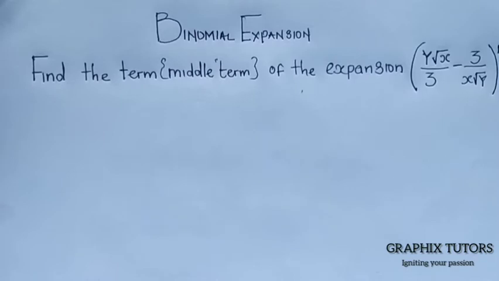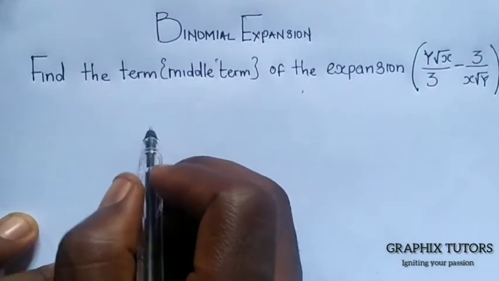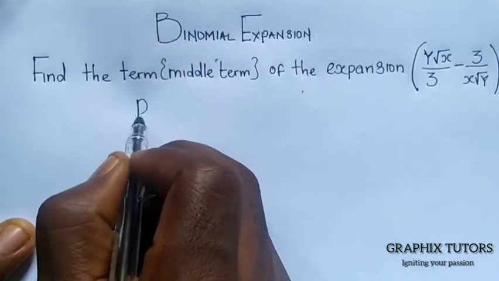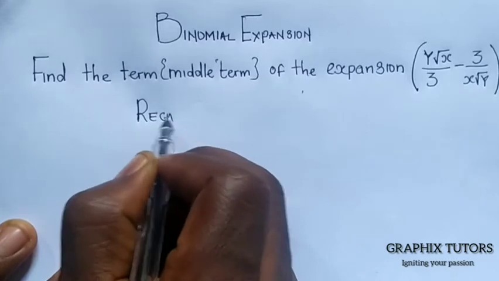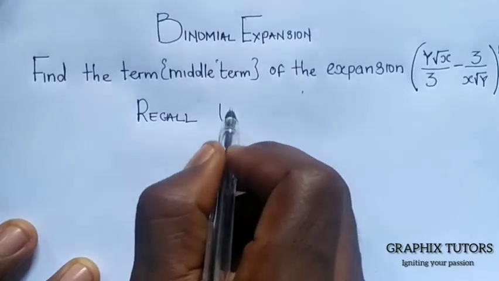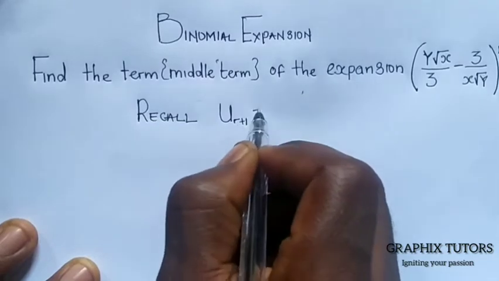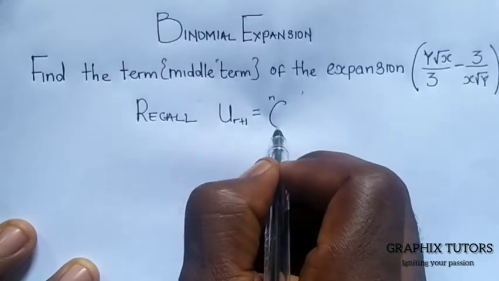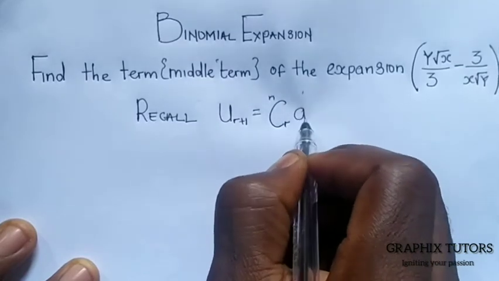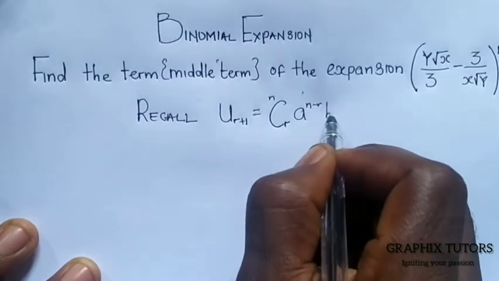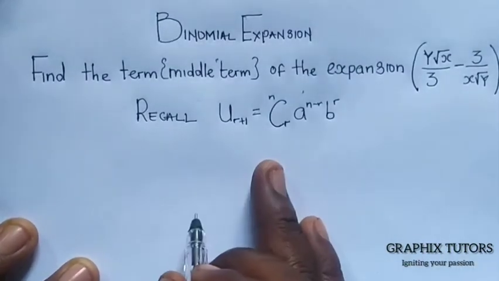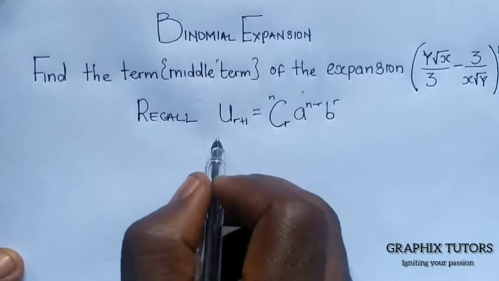Now, whenever you're asked to look for the middle term, or the coefficient of a particular variable, we are going to use this formula. So you are going to recall that U r plus 1 equals n combination r, a to the power n minus r, b to the power r. That will be easy. So first of all, look at the question here. So let's try the solution.